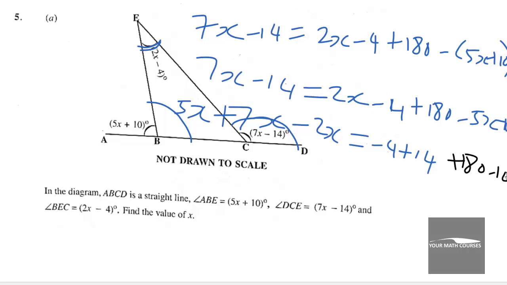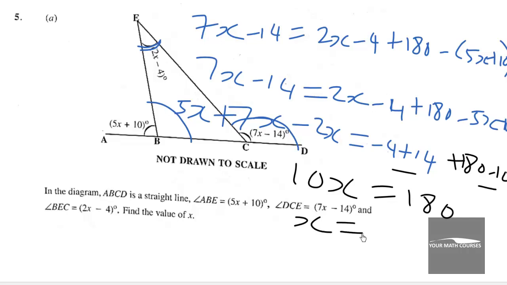So 5x plus 7x will give us 12x minus 2x, that will be 10x. And this will give us positive 10, and this will give us negative 10. So they will cancel out. We have 180. So x will be equal to 180 divided by 10, which is 18. So the value of x is 18.